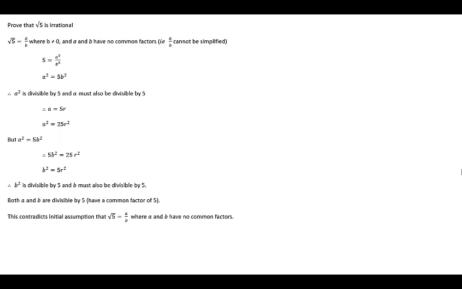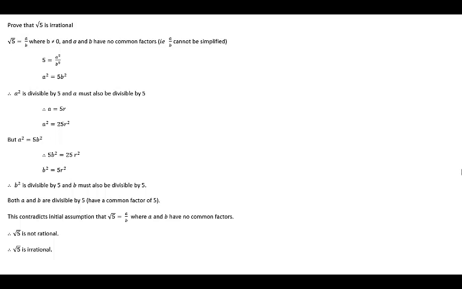So now we have a situation where both a and b are divisible by 5. So they have a common factor of 5. But this contradicts our initial assumption that root 5 equals a over b, where a and b have no common factors. So therefore root 5 is not rational. Therefore root 5 is irrational.